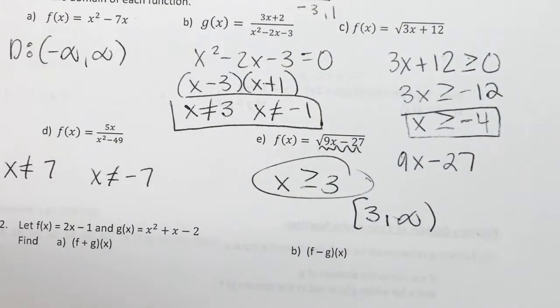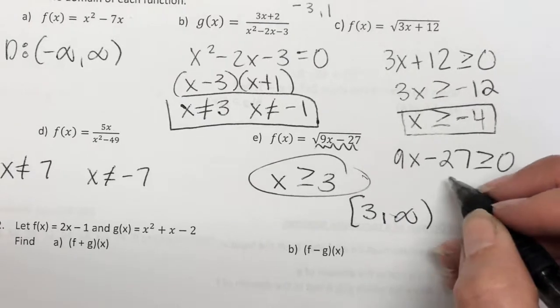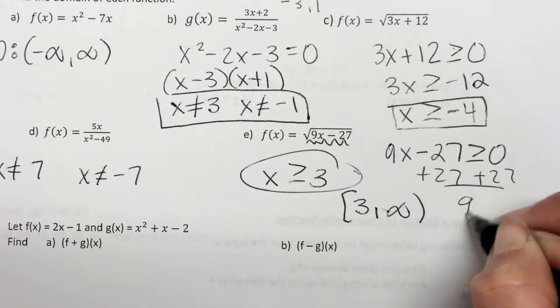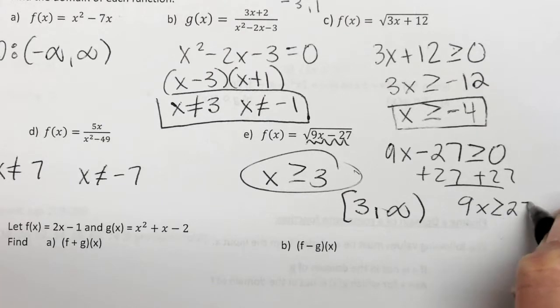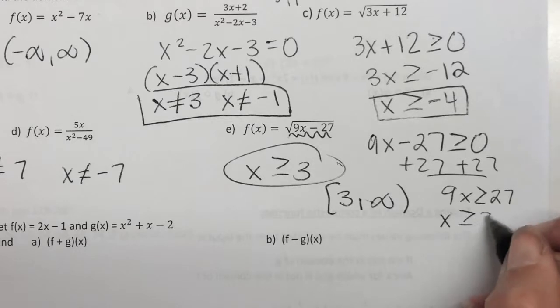The number underneath the radical. Yes. So we set it greater than or equal to 0. So Justin, to solve for x here, I would do what? Add. Very good. So I get 9x is greater than or equal to 27, and then divide by what? Good. So that's how we got x is greater than or equal to 3.